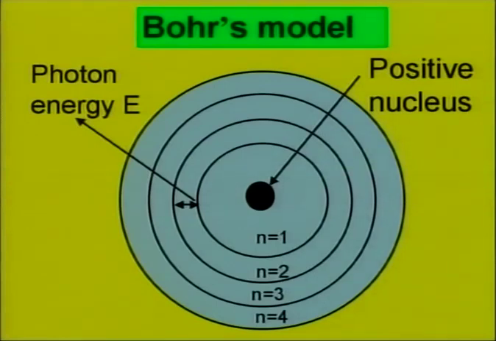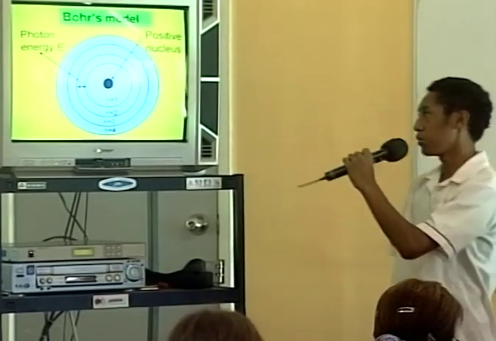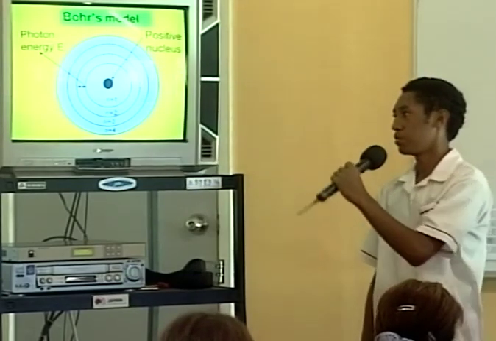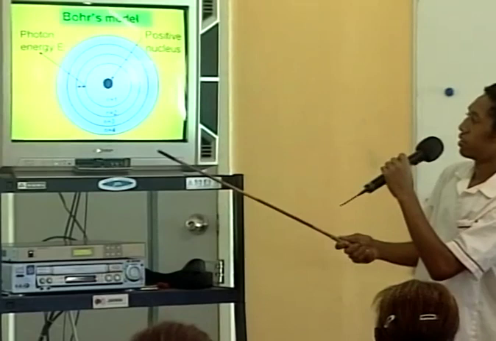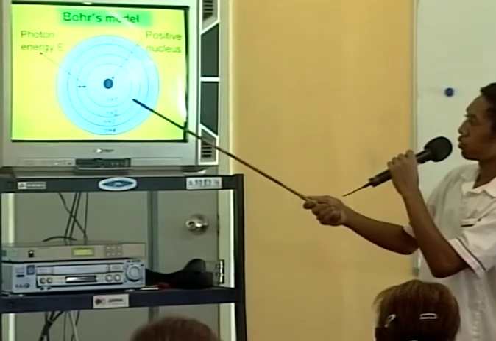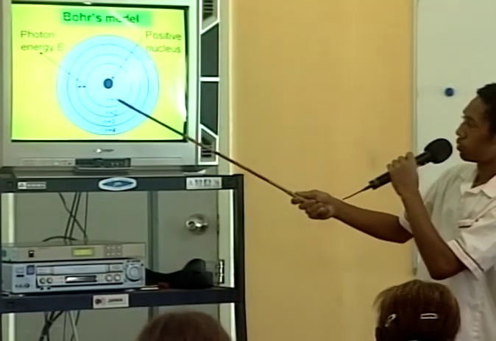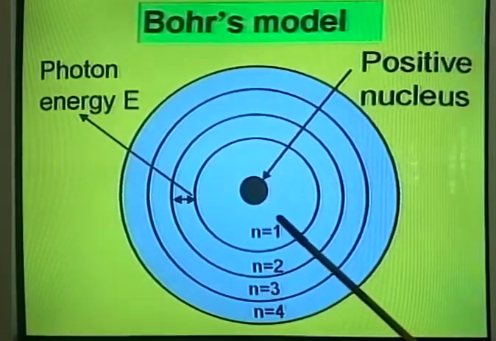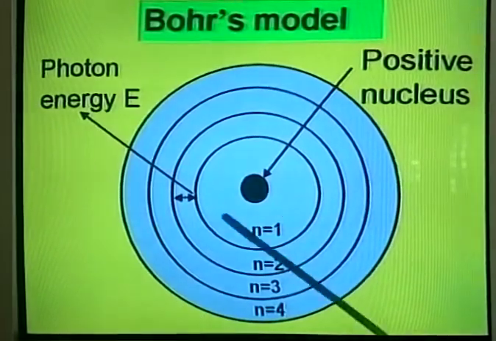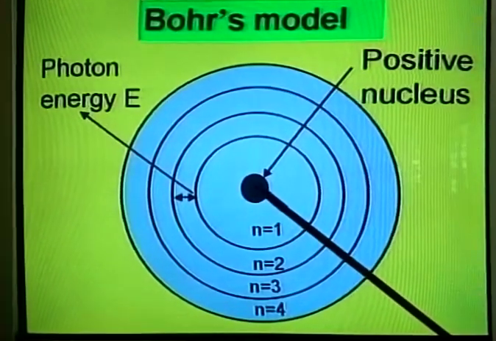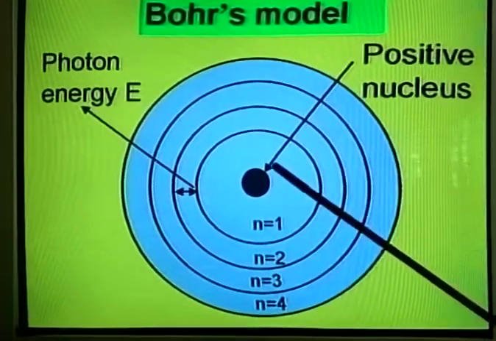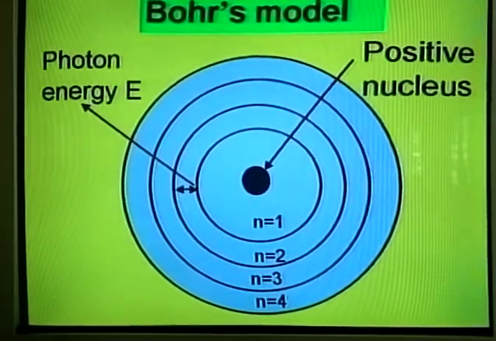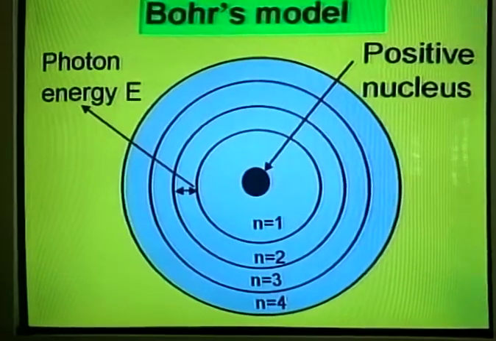This is the diagram of Bohr's model. He built on Rutherford's theory about the structure of the atom. He said that the electrons orbiting closest to the nucleus were in the ground state. He called it the ground state. And as you move further out from the nucleus, he said that the energy level increases. Just copy down the notes.